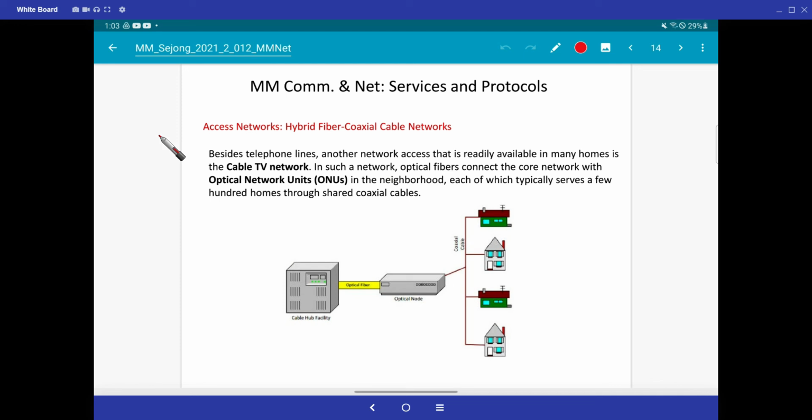So another access technique is hybrid fiber coaxial cable networks. We understand that our home has telephone lines, and definitely these days we don't have telephone lines, but in our homes, many homes now, very readily available are cable TV networks, right? So the telephone company, or maybe the internet company, thought, how about using those cable TV networks? And so what they did is this home has cable, coaxial cable networks.